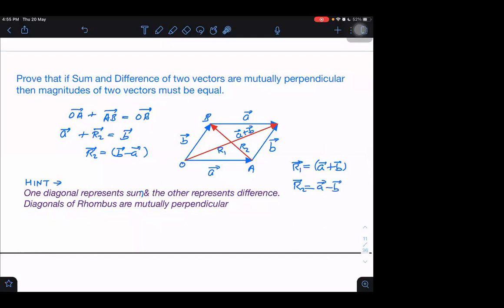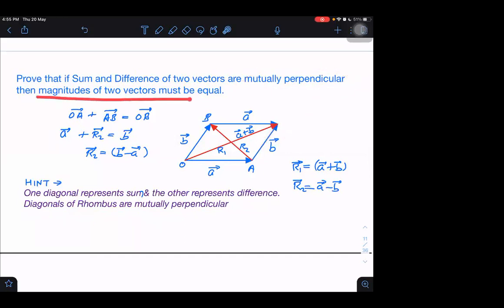If it is given that the sum and difference of two vectors are mutually perpendicular, then in a parallelogram, are the diagonals perpendicular or not? Normally they are not perpendicular. Only in a rhombus are the diagonals perpendicular. So if I am saying they are mutually perpendicular, indirectly I am telling that it should form a rhombus.